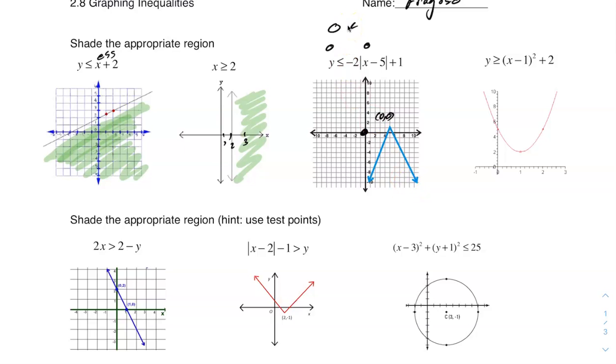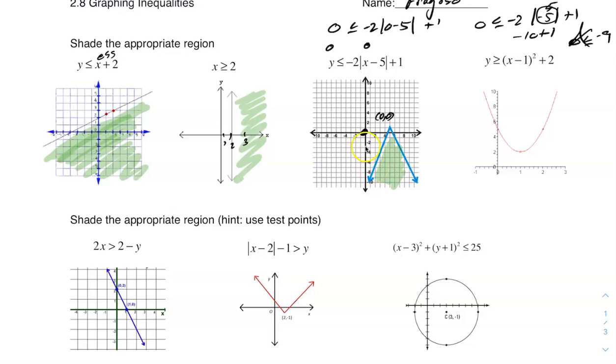So I get 0 is less than negative 2 times the absolute value of negative 5, plus 1. That'll just be 5. 5 times negative 2 is negative 10, plus 1. So I get 0 is less than negative 9. That is false, so I do not shade where the point is from. I shade the other portion right here. So both ways I get the same answer.